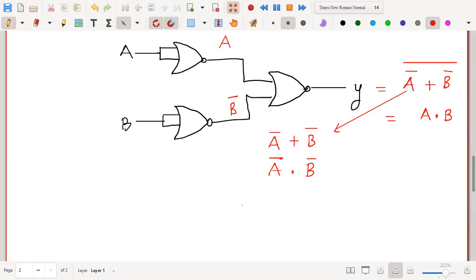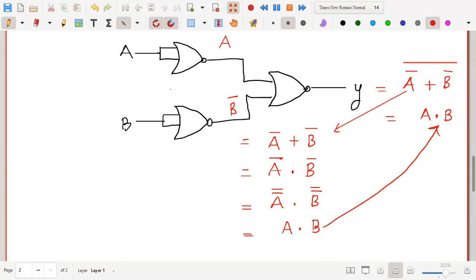And the next step is to recomplement the individual variables. Now this A complement and B complement are the individual variables. You will have to recomplement them. A double complement is nothing but A, and B double complement is nothing but B. So in this way, I am getting A and B. That means this expression is nothing but A and B.